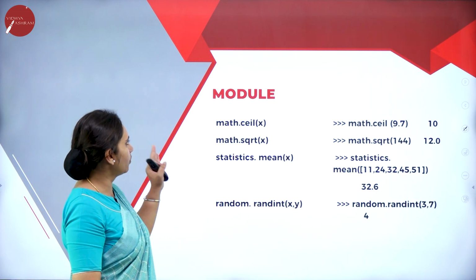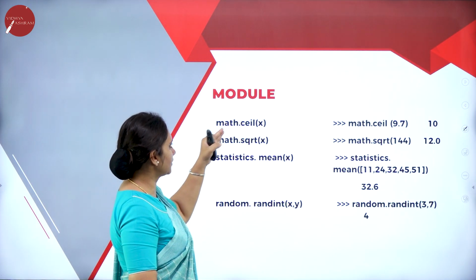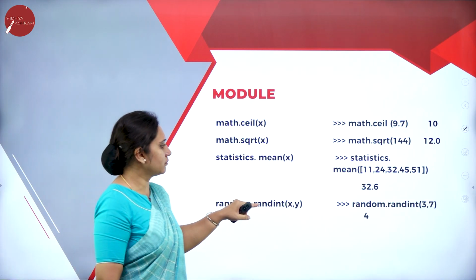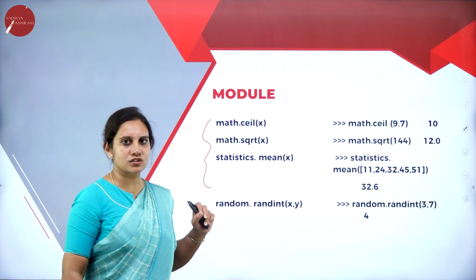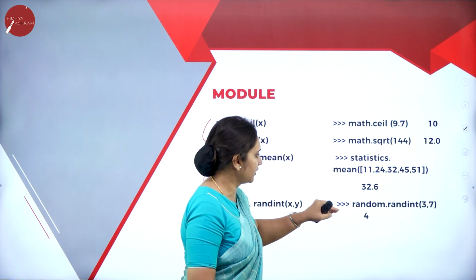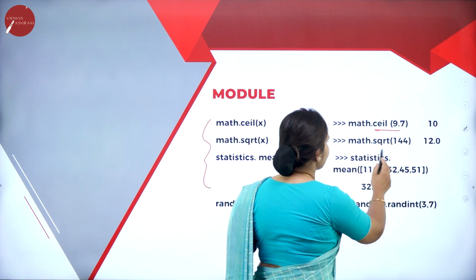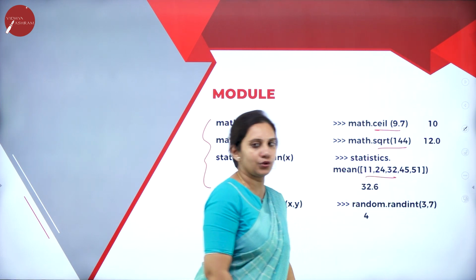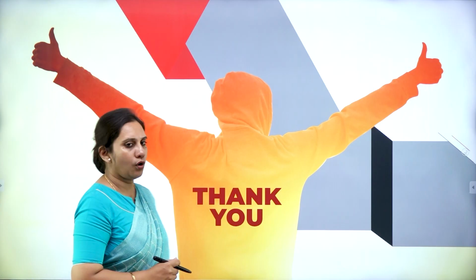Now let us understand what a module is here. So math is a built-in module, math.sqrt for the square root, statistics.mean to find the mean of the values, random to generate a random value. So these are some of the built-in functions of the modules, with examples given one after the other. Just observe here, math.sqrt of 144, the square root of 144, and statistics.mean to find the mean value. So these we call the built-in functions of the module.